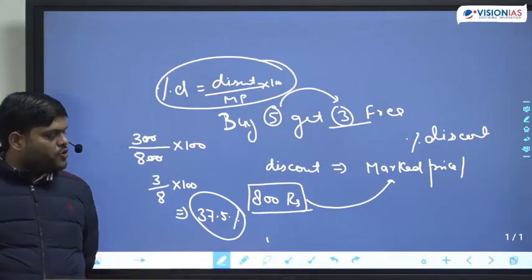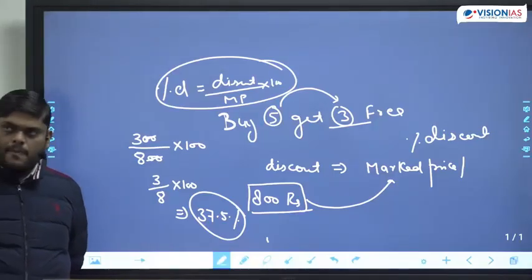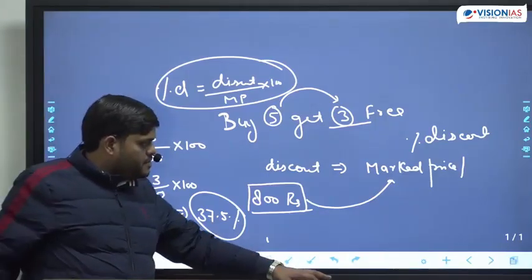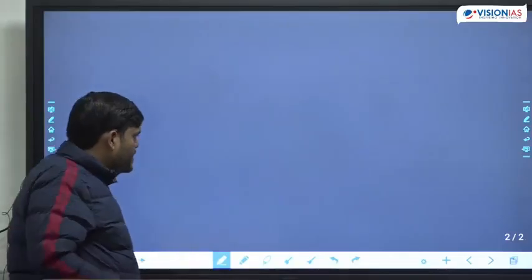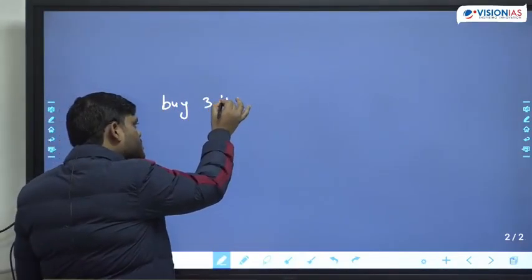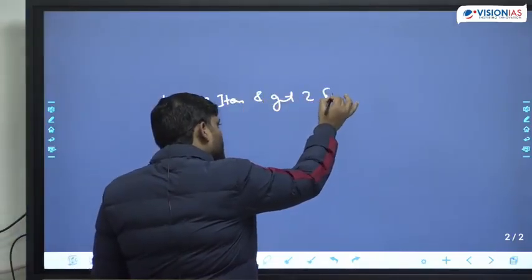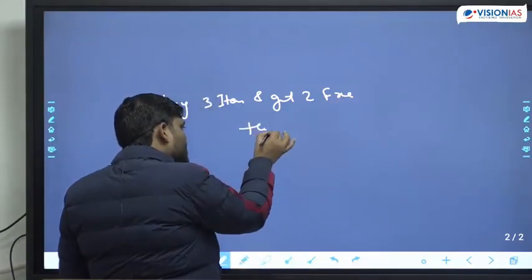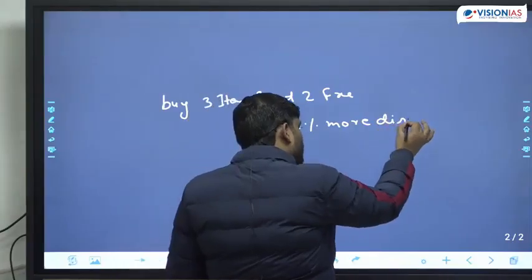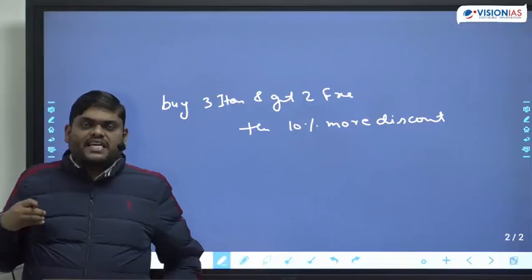Then I will give one more question. Okay, fine. Now the next question is: buy 3 items and get 2 free, then 10% more discount. This question can also be in language form.